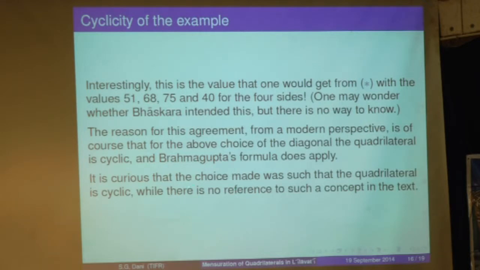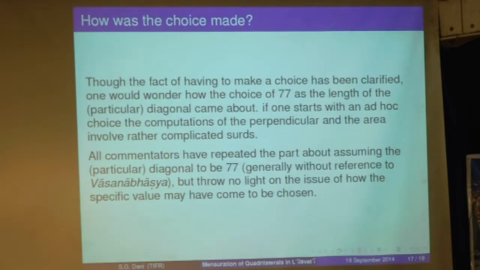Now, I have commented here, it's curious that the choice was made in such a way that the quadrilateral is cyclic, while there is no reference to such a concept in the text. The explanation for this is that though the values in some way were familiar to Bhaskaracharya in another way. I raised the question about why this was chosen, and the commentators have thrown no light on the arbitrariness, not even commented on the arbitrariness of choosing 77.